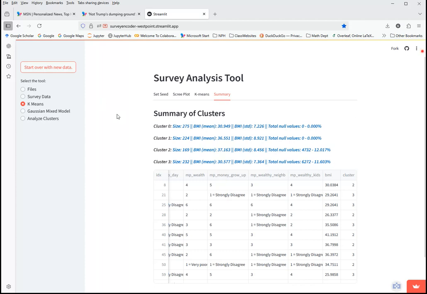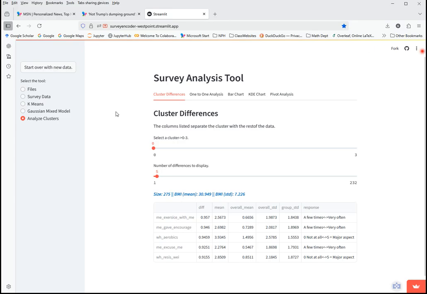Okay, final video. We have clustered our data into 4 different clusters, and you can see the size of each one of them, the BMI that was associated, because these are intervention questions, and then you can see the amount of null values because that's pretty important as well. Now we're going to click on Analyze Clusters, and what we're trying to do is figure out what is the true difference, what's happening between these clusters.